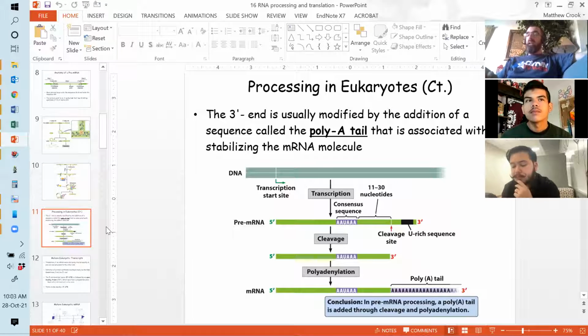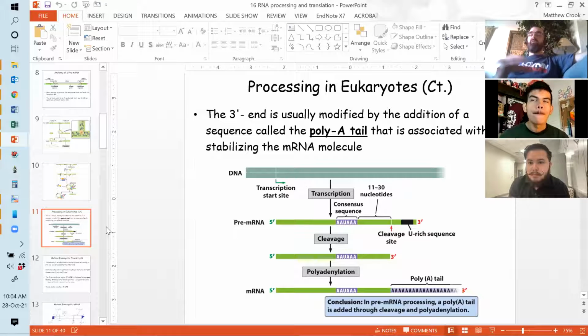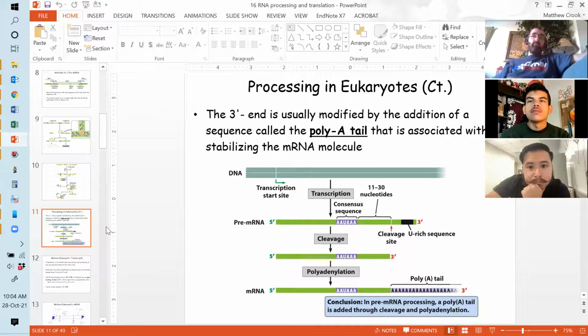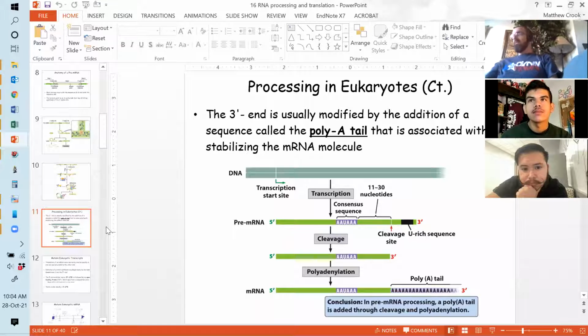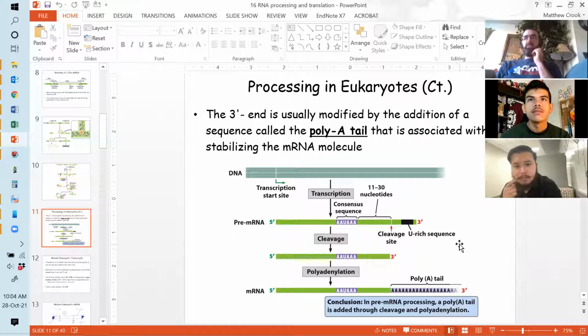And so again, as we talked about at the beginning, this is because any free floating end of mRNA is a target for RNases, right? So just as the 5' end is capped, so it doesn't look like RNA, the 3' end has a tail added so that it can be protected from RNases. Does that make sense? And I'll get into how this is protected in a little bit.